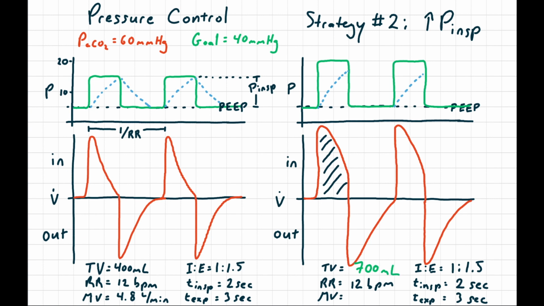That gives us a minute ventilation of 8.4 liters per minute, and if you take dead space into account, we've increased alveolar ventilation by 110%. That's a little bit too much. We'll have a PaCO2 just under 30 millimeters of mercury. So in reality, you would see that new tidal volume and turn the inspiratory pressure back down a little.